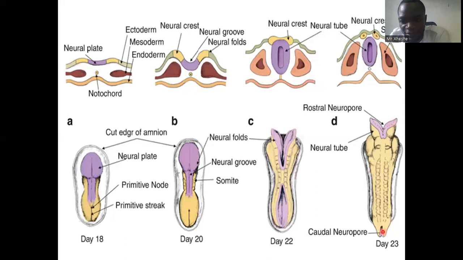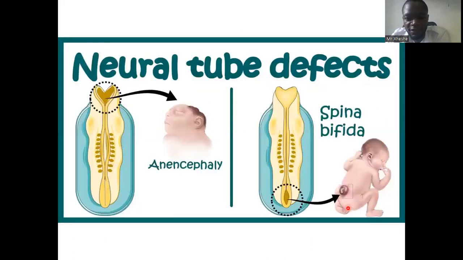In an event that these two pores, maybe this one doesn't close or that one, or both of them don't close, that's when we find conditions like neural tube defects. Commonest among them are spina bifida of different types. There's spina bifida occulta, spina bifida with meningocele, and spina bifida with myelomeningocele, those 3 types. And their severity is in the order that I have mentioned them.